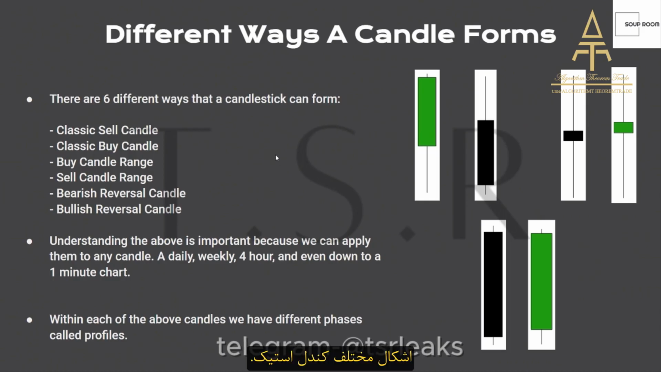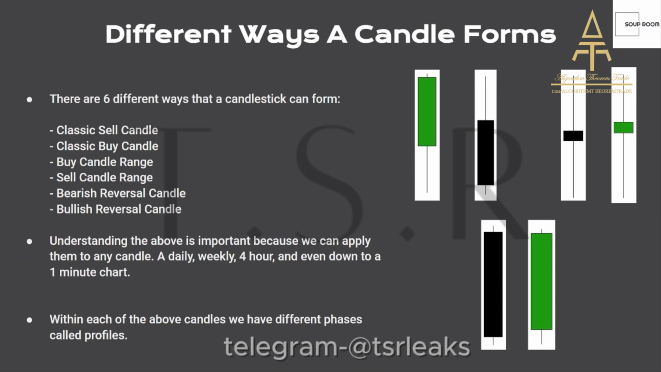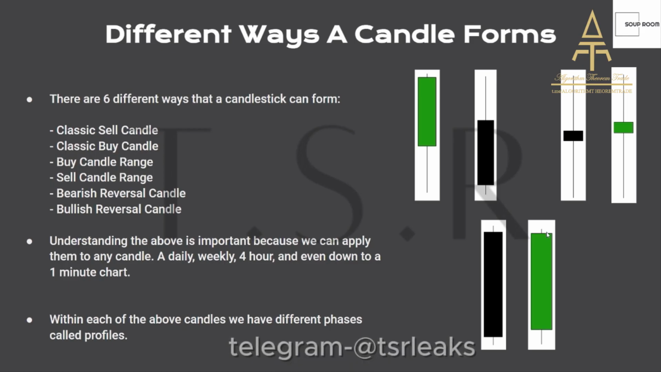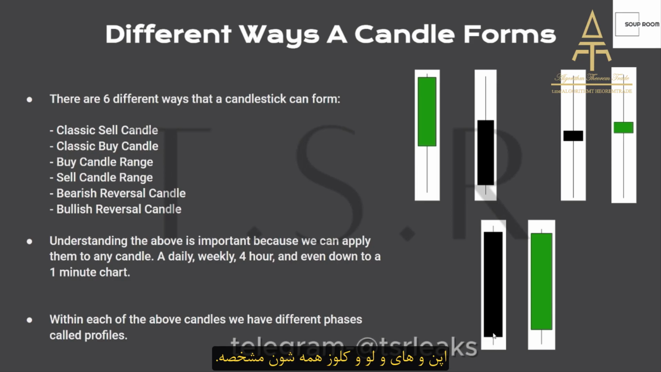Now, the different ways that a candlestick can form. There are 6 different ways that a candlestick can form. This slide as well has been extracted from chapter 8. Bear with me here. 6 different ways that a candlestick can form. We have the classic buy and sell candles right here. We have a buy candle and a sell candle, right? The open, low, high, close, and the open, high, low, and close.